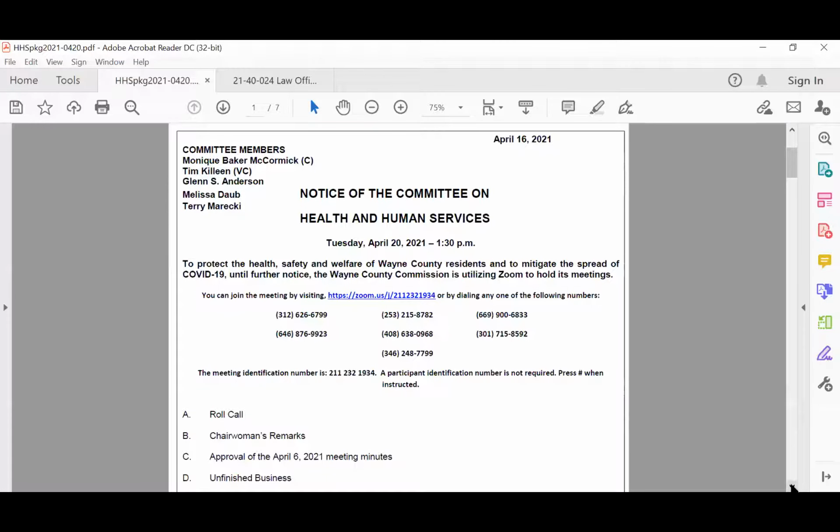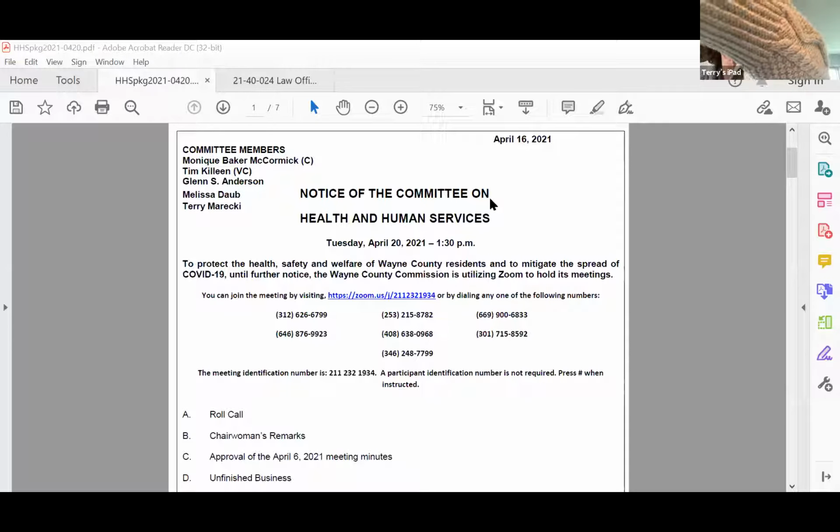Each member is acknowledging that they are attending the meeting via Zoom and that they are located in Wayne County, Michigan, unless otherwise stated when I call your name. Commissioner Marecki? Here. Commissioner Dobb? Here. Commissioner Anderson? Here. Commissioner Killeen? Here. Chair Baker McCormick? Here. You have a quorum present.